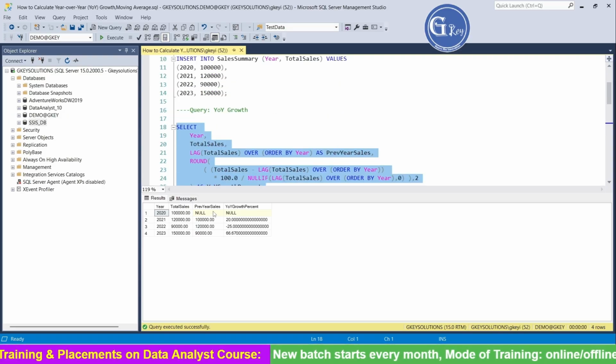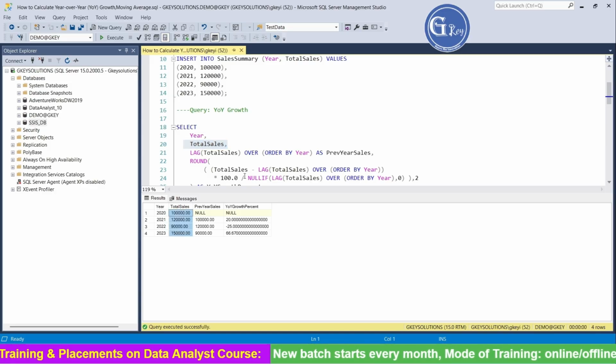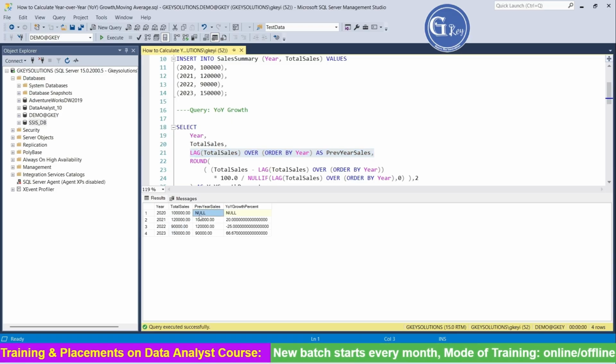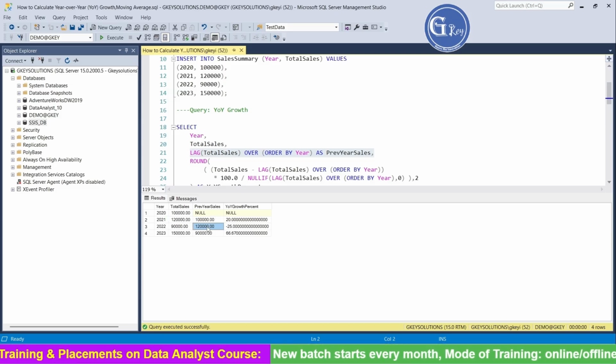See, this is the previous year sales. First one we are selecting year, next one is total sales, third one is previous sales, as the LAG function gives the previous year. For 1 lakh, there is no previous year sales, that's why it has given null. For 1,20,000, the previous year sales is 1 lakh, and for 90,000 the previous year sales is 1,20,000. For 1,50,000, 90,000 is the previous year sales. In this way, this column has given the data.